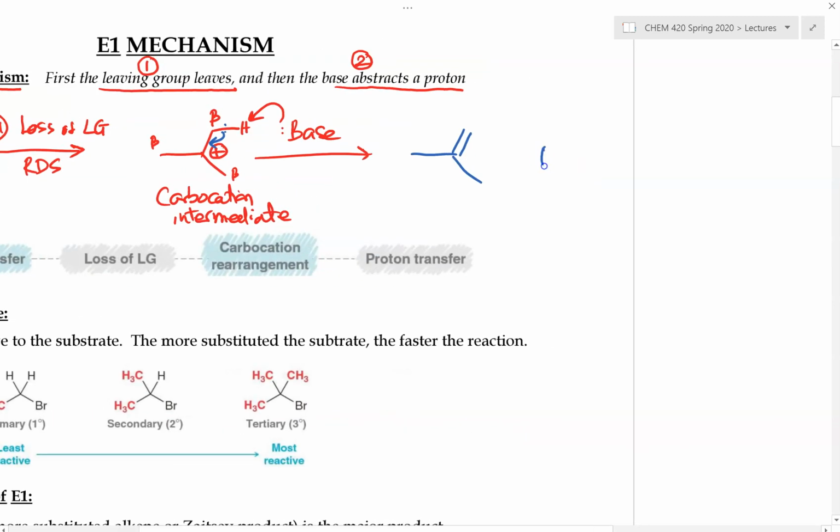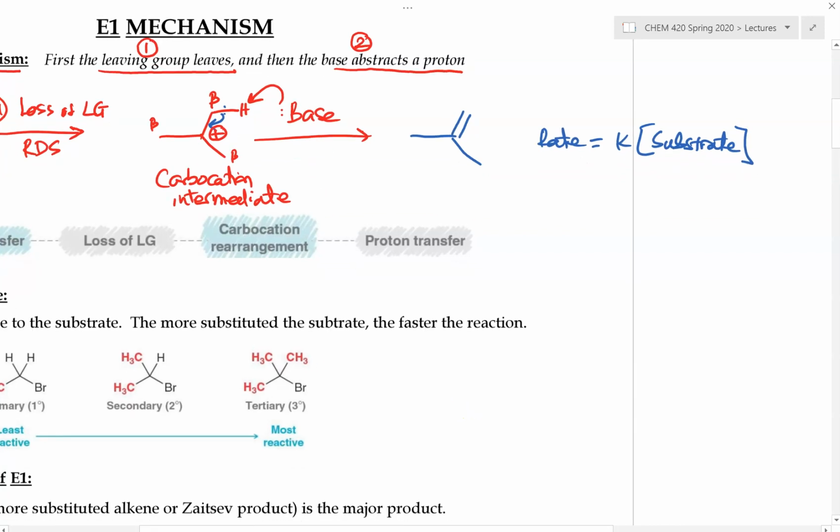And the rate equation of this reaction is equal to k multiplied by the concentration of the substrate. So the reaction is dependent on the concentration of only the substrate. This is why we call this the E1 reaction.